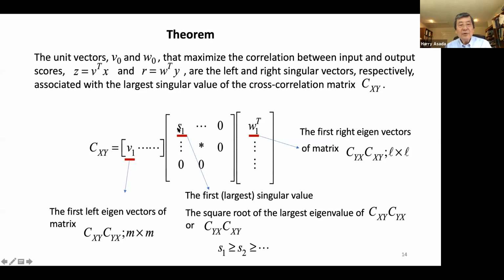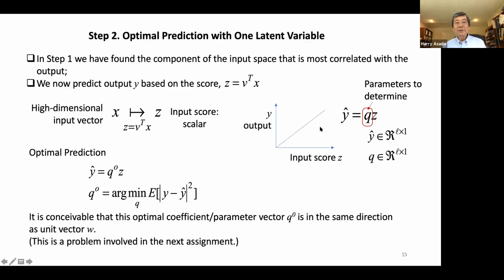And that happens when you look at the input in the V1 direction and output in the W1 direction, you get the maximum correlation between the two. Cool. So that's actually the story, how we can find the maximum correlations between input and output.